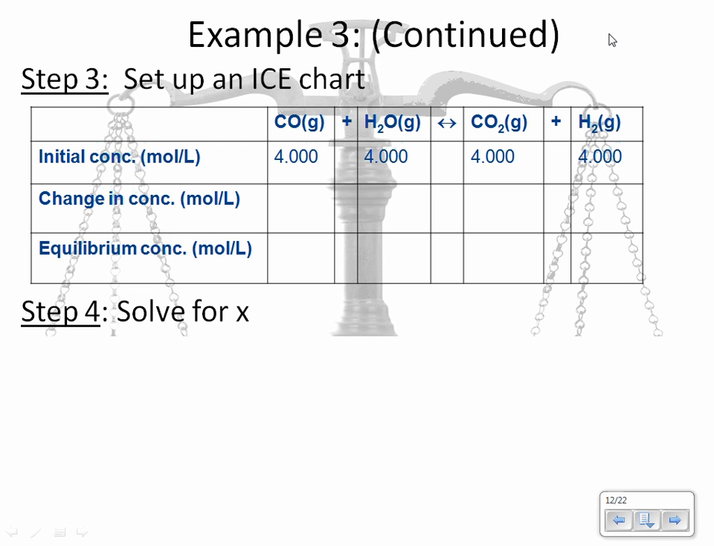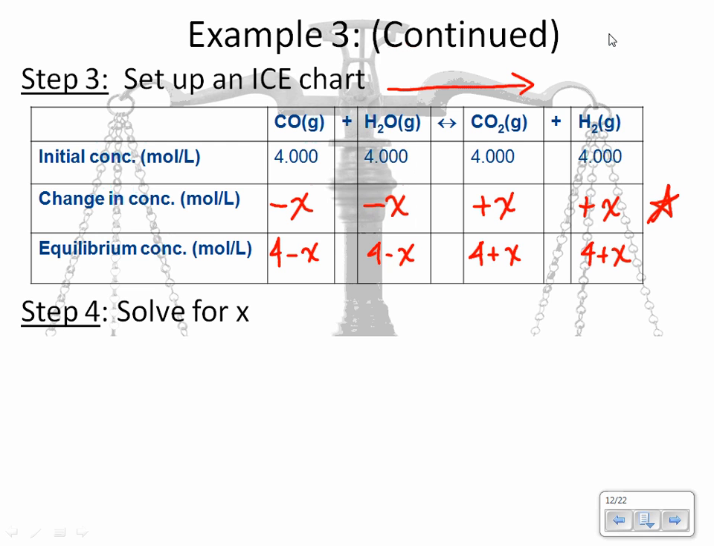So when I now do my ice chart, I've got my initial concentrations in 4 all across the board. Since I know I'm going to make products, when I do my change in concentration, CO2 is going to go up by X. H2 is going to go up by X, again, because I know the reaction proceeds to the right and makes more products. If I'm making more products, that means my reactants are getting used up, so these are going to go down. So you guys have to understand that if I had not calculated my Q value, I would not know if my reactants went up or down, and if my products went up or down. So that was a really important step to do before I set up my ice chart. So now my equilibrium concentrations for my reactants is going to be 4 minus X, and for my products is going to be 4 plus X.